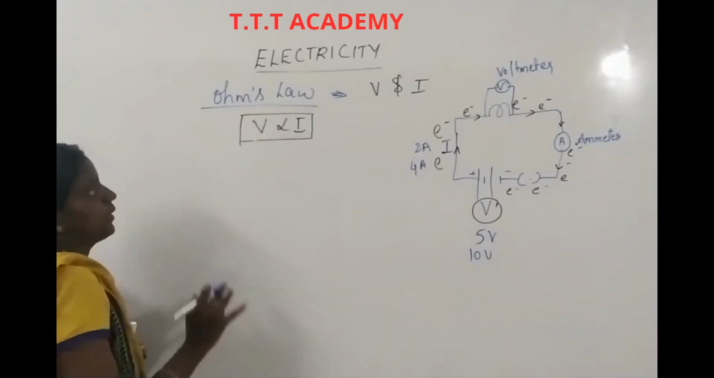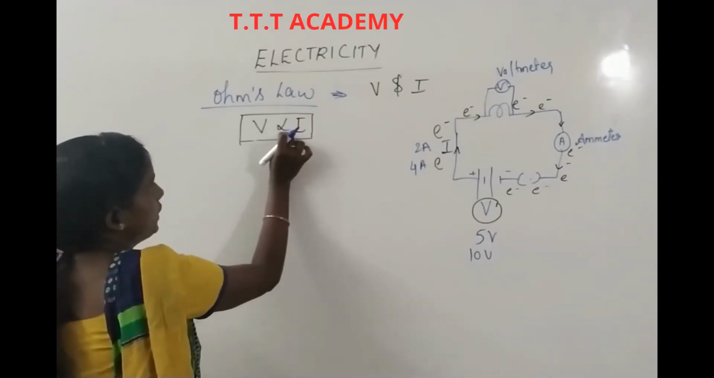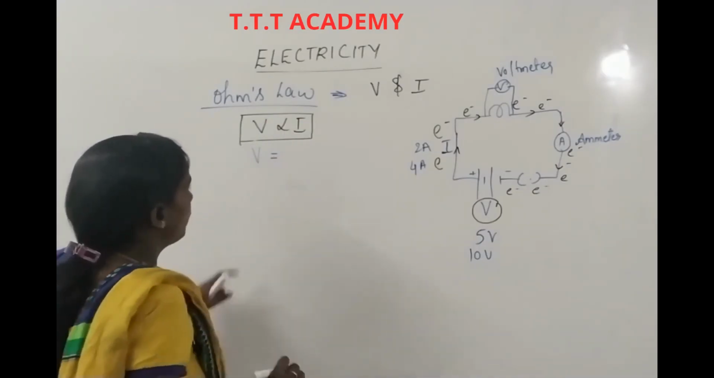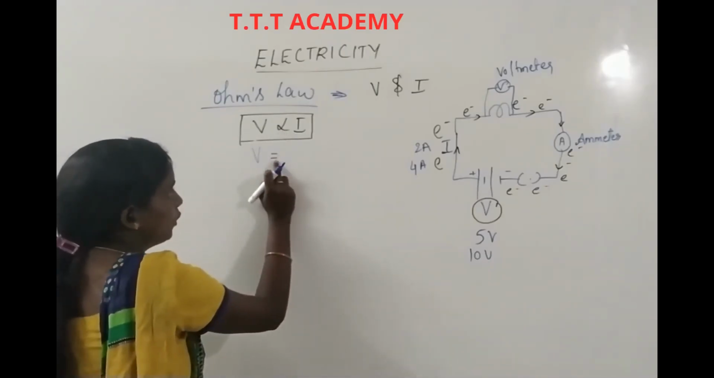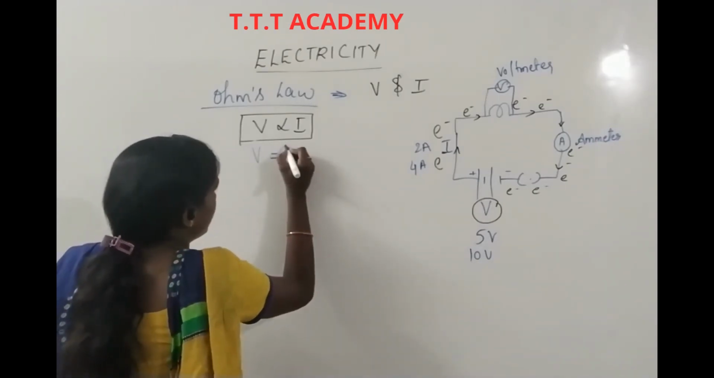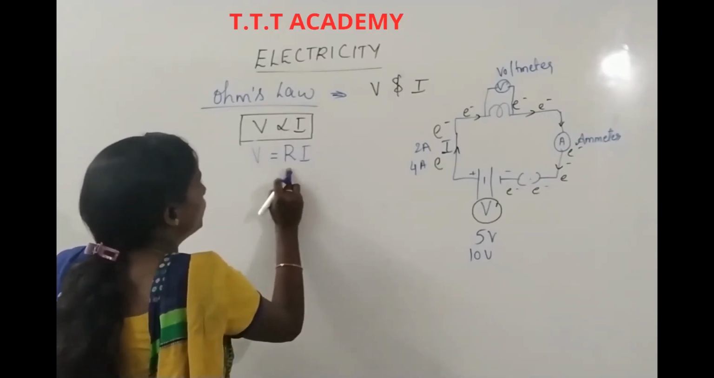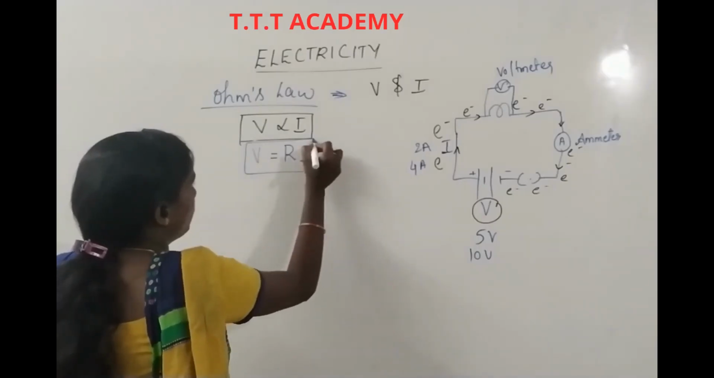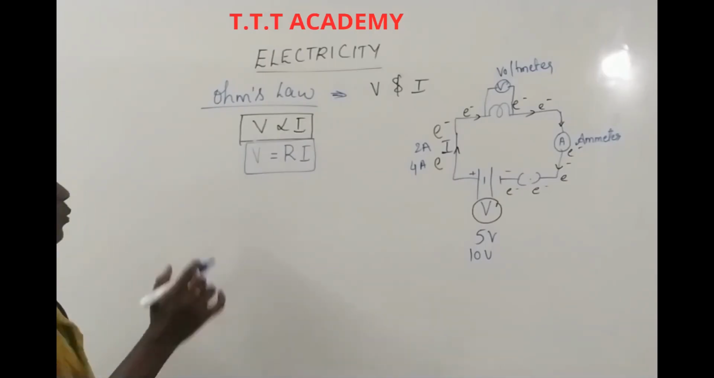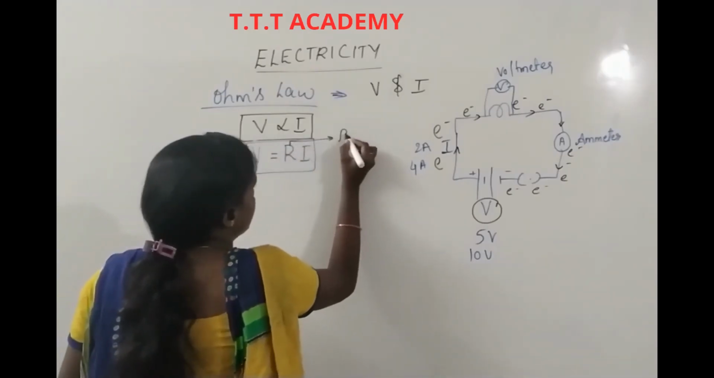So this was explained by Ohm's law: V is directly proportional to I. The proportional symbol is there. I am going to remove it and write is equal to. If I want to write is equal to, I am adding a proportionality constant, R. So V is equal to R into I. This is another formula for potential difference with respect to electric current. So what is this R? R means resistance.